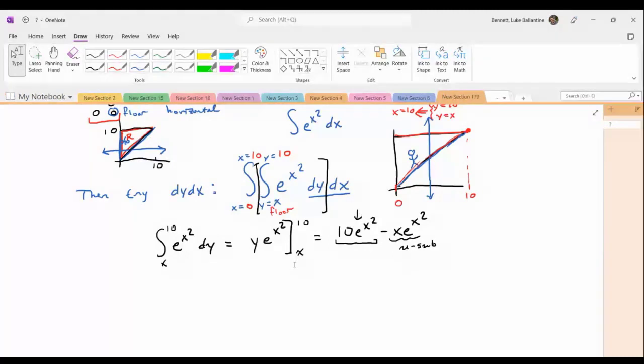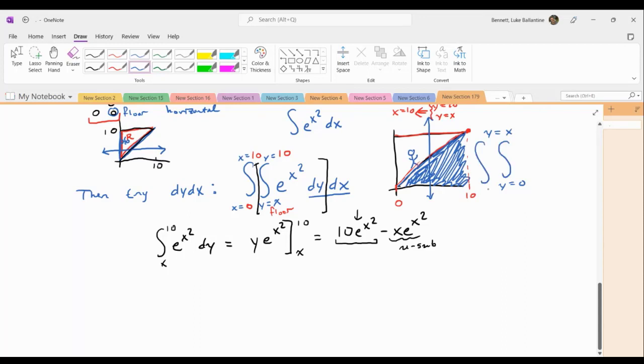Oh, you know what? If I did the lower triangle, if I change the bounds, if I change the region, then we could get this term to cancel. If it was actually this region, then this would be from y equals 0 to y equals x, and then x equals 0 to 10, and then this would work. Okay, so let's try this one.